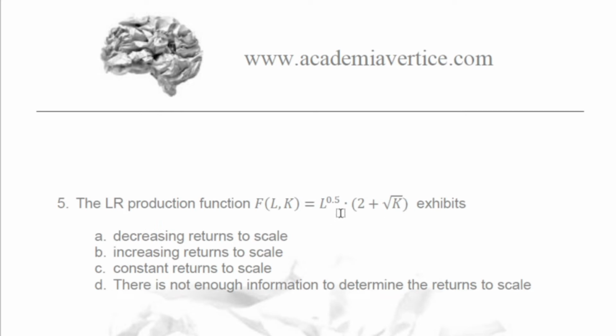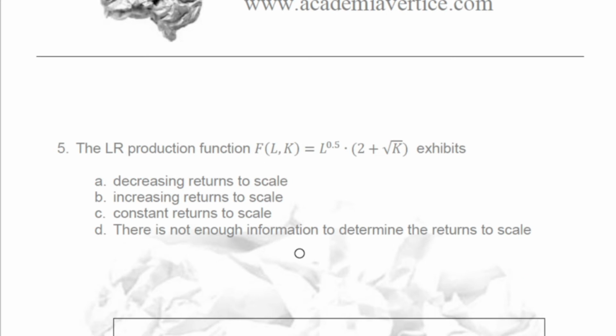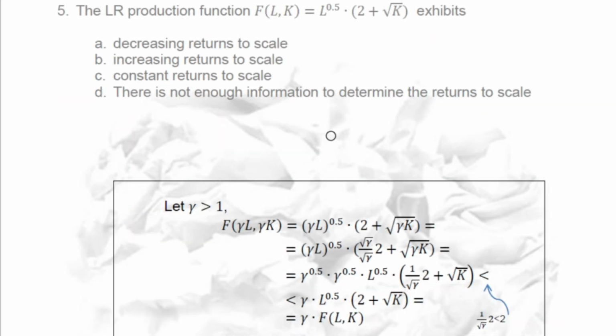Here we don't have a homogeneous function, because in this parenthesis we have 2, which is degree 0, plus the square root of K, that is degree 1/2. So this factor has two sums with different exponents. It can't be a homogeneous function. So we need to use the definition of returns to scale, yes or yes. So let's begin. Let gamma be a number higher than 1.